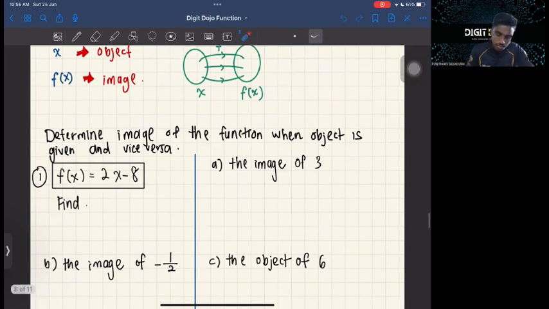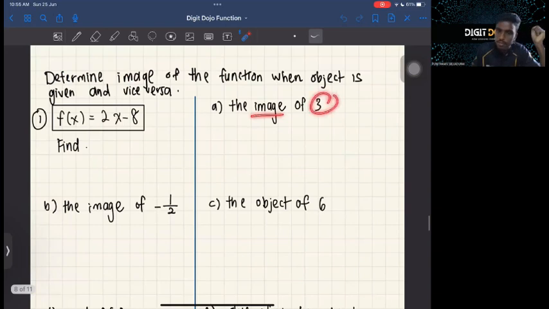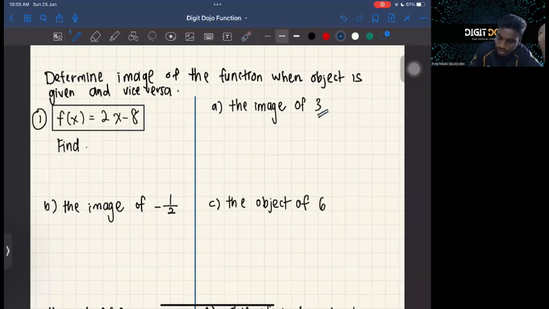So here is the first function notation, f(x) equals 2x minus 8. What do you have to find? First one, find the image of 3. They're asking to find the image of 3, which means this 3 is the object. So you have to find the image of 3.